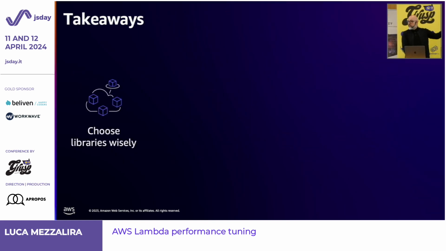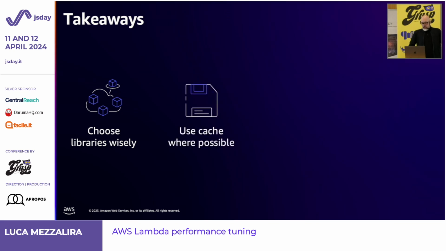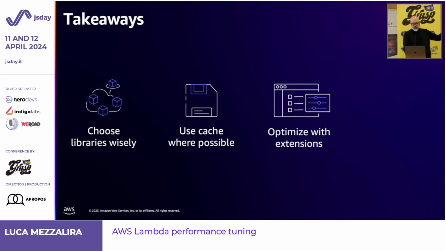Key takeaways: choose your libraries wisely. That was our main takeaway. We have seen before that Sequelize was not tree shakeable and brought a lot of code that wasn't needed inside the bundle. Use cache where possible, in-memory cache, Redis. There are plenty of ways that you can cache your system, even upfront if you're using API Gateway cache or a CDN. Absolutely, you can do that.